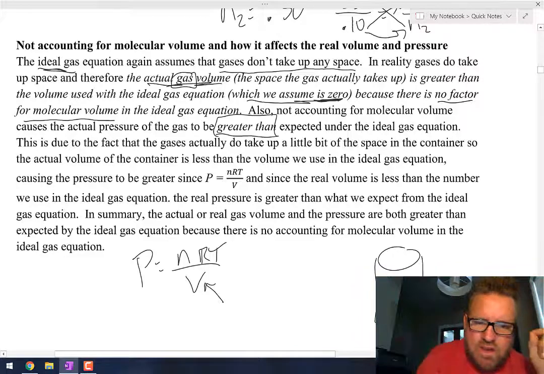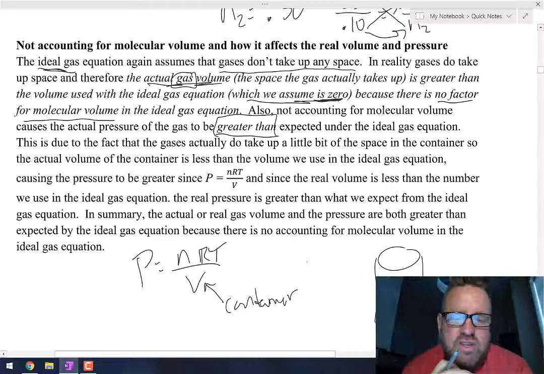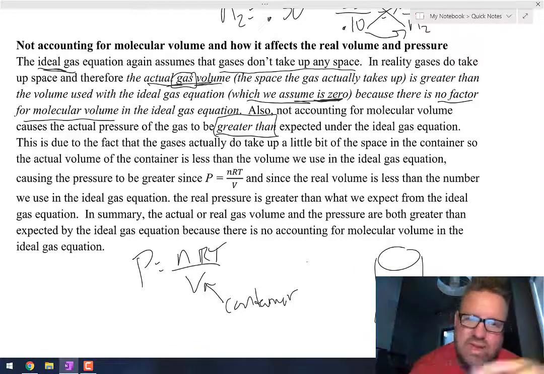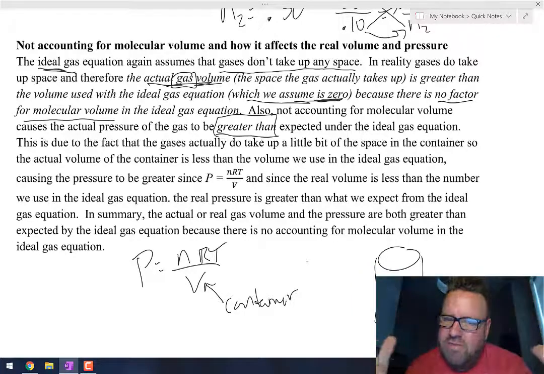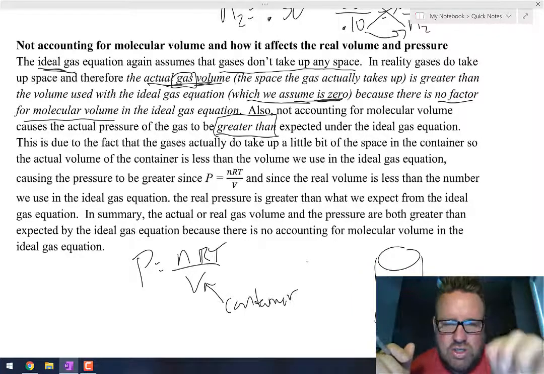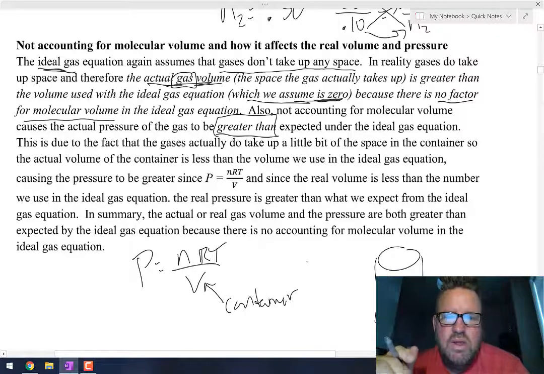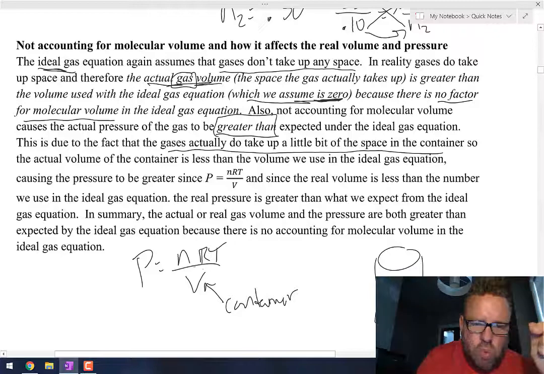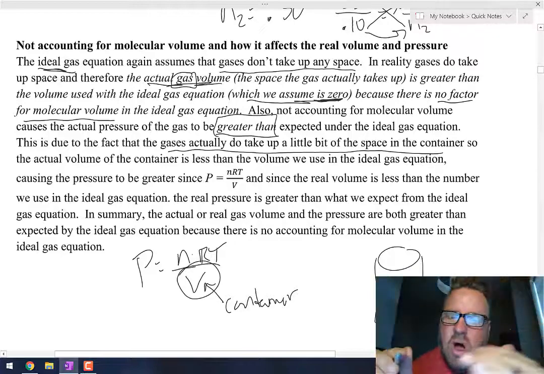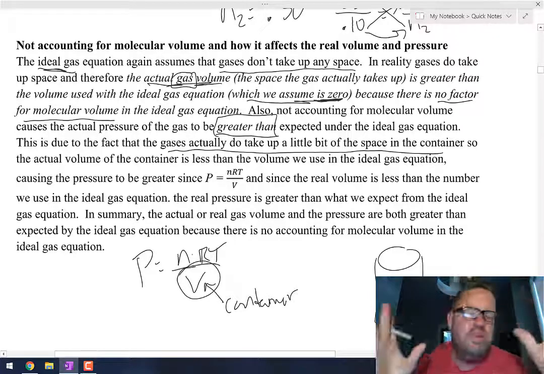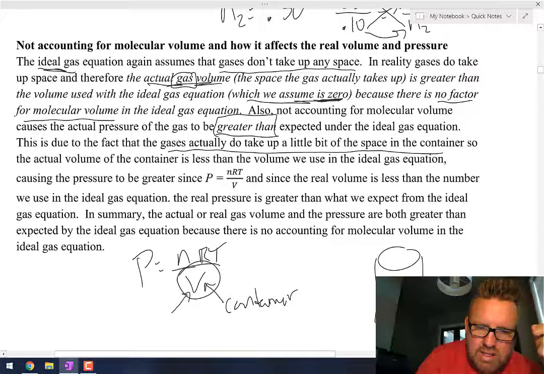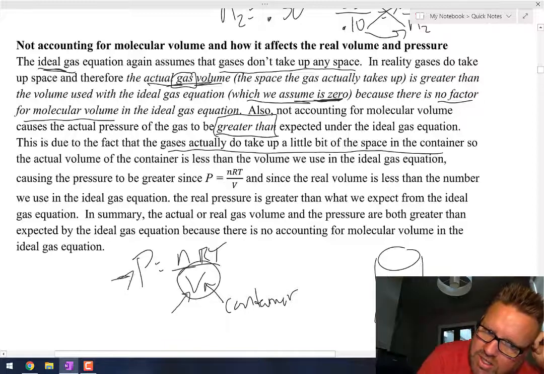Again, this is the volume of the container, not the gases. Is the volume actually 5 liters? It's not. What is it? Is it bigger than 5 liters or less than 5 liters? It's less than 5 liters because, again, some of the gases do take up some of that space. Okay, so the gases actually do take up a little bit of the space in the container. So what is this number really? It's actually a little bit smaller than 5 liters or 2 liters or whatever the number happens to be. So the smaller the denominator gets, the bigger your answer becomes.